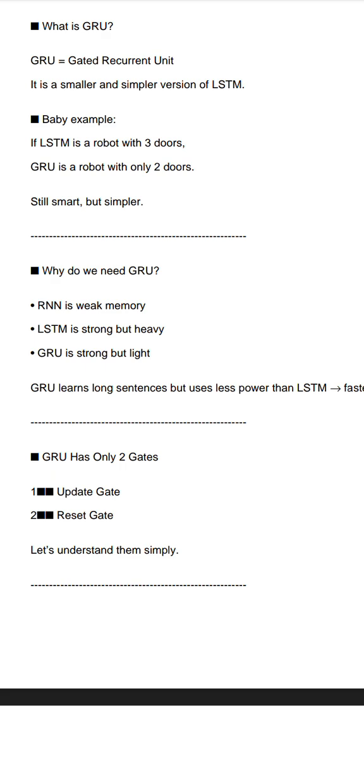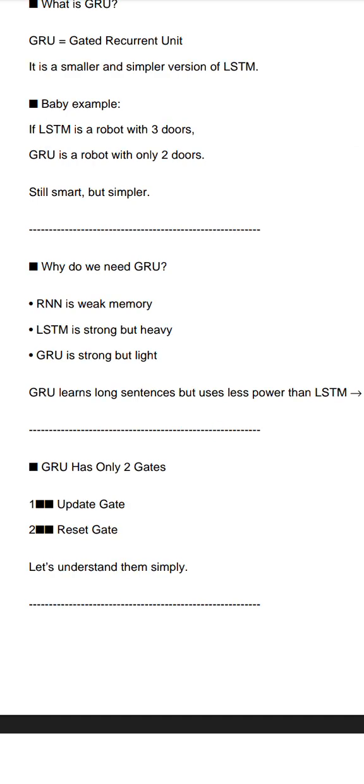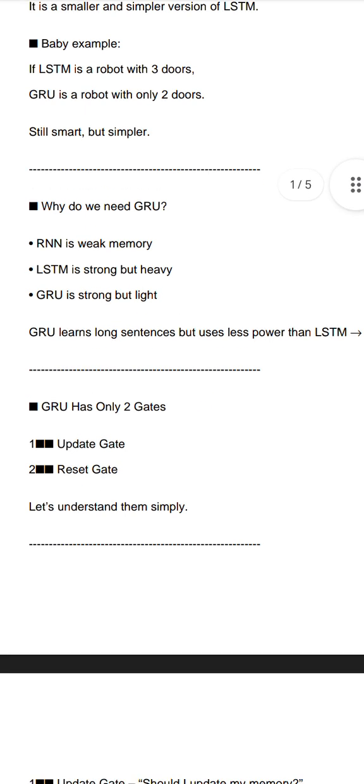What is GRU? GRU means gated recurrent unit. It is a smaller and simpler version of LSTM. If LSTM is a robot with 3 doors, GRU is a robot with only 2 doors. Still smart but simpler.